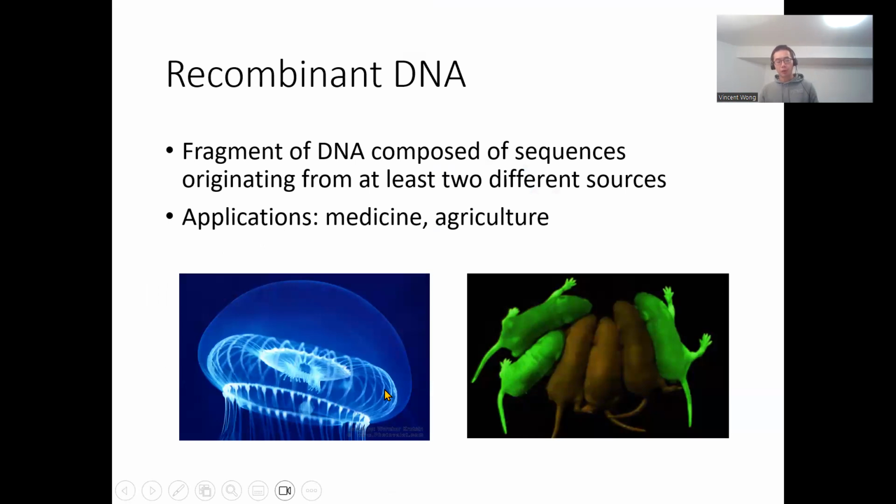Recombinant DNA refers to the situation where you take DNA from different organisms and then you put them together in the same sequence. The definition written here is a fragment of DNA composed of sequences originating from at least two different sources. Sources as in organisms. It could be from humans into bacteria. It could be from flowers into animals, what have you. The result is recombinant DNA.